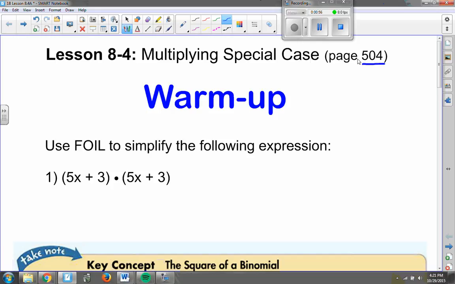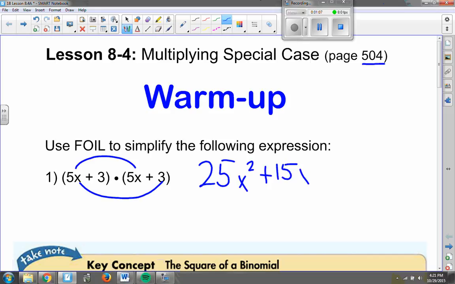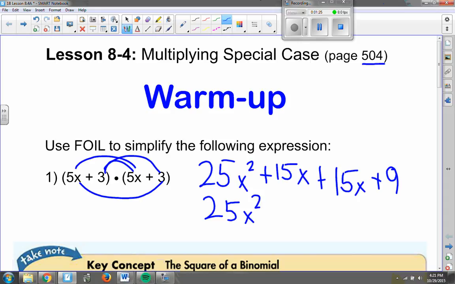Okay. So our first is 5x times 5x, that gives me 25x squared. My outside, 5x times 3, gives me 15x. My inside, 3 times another 5x, gives me another 15x. And my last, 3 times 3, gives me 9. So my final answer here is 25x squared plus 30x plus 9.